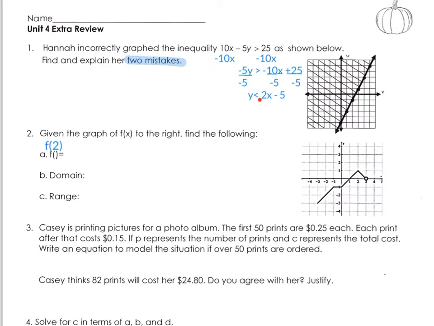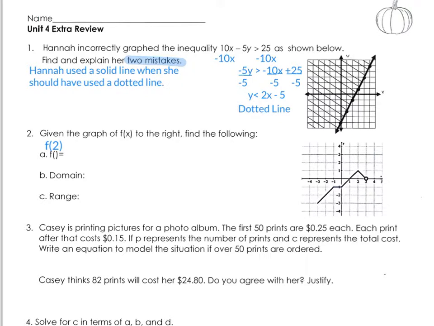Next, what I would decide is the line type, because it's an inequality, and since it's less than, not less than or equal to, I'm going to use a dotted line. Oh, but Hannah used a solid line, so I found her first error. Okay, so now I would keep going, so that's one error.